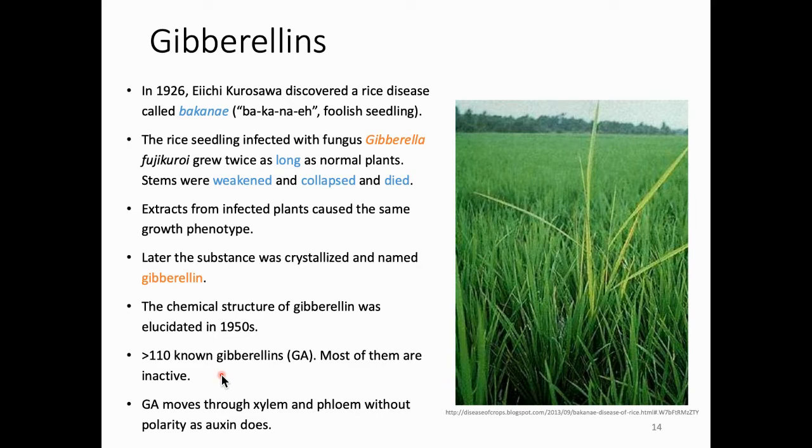Nowadays, there are more than 110 known gibberellins, and most of them are inactive. And for the function, GA, in short, I will call it just GA, moves through xylem and phloem without direction, without polarity as the auxin does. Because I told you earlier that auxin will move in one direction at a time, but gibberellin can go wherever the flow of xylem and phloem goes.